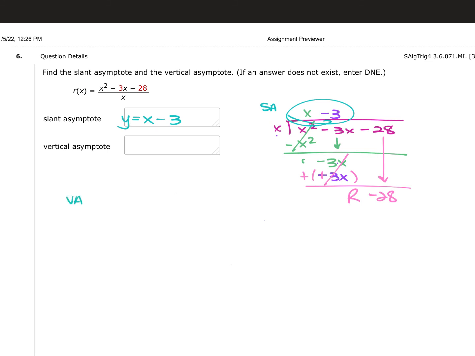For your vertical asymptote, again, you want to take the denominator, set it equal to 0. So that's x is equal to 0.